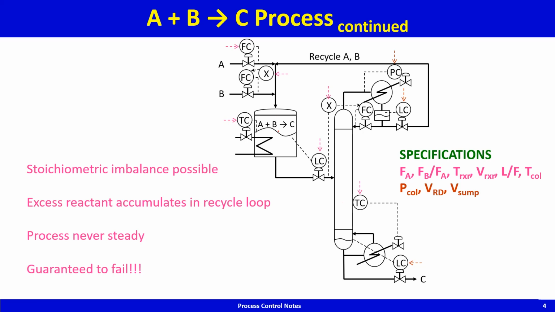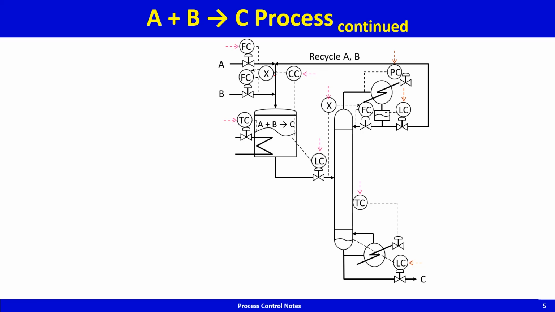Well, one way of taking care of this is hold the composition here and adjust the ratio. This is what I had shown in the previous lecture, and that's what we show here. That's exactly what we are doing. And in this case, instead of FB by FA, composition of B in the reactor is being specified. That's this guy. Now this guy does not allow excess A or excess B to build up in the loop. So let us say A is excess, then the A composition will start going up, B composition will start going down in the recycle loop.